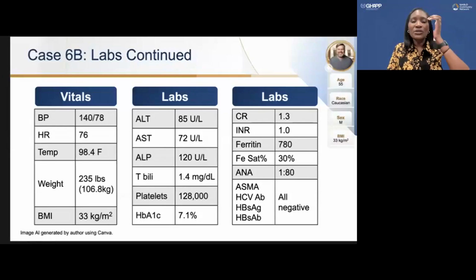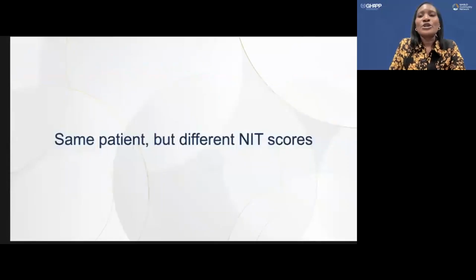So usually when you see platelets this low, that's suggestive of more advanced liver disease. This patient probably has cirrhosis of the liver. Creatinine is also a little bit elevated at 1.3. Rest of his other labs are pretty much unremarkable. It's the same as the first patient profile.